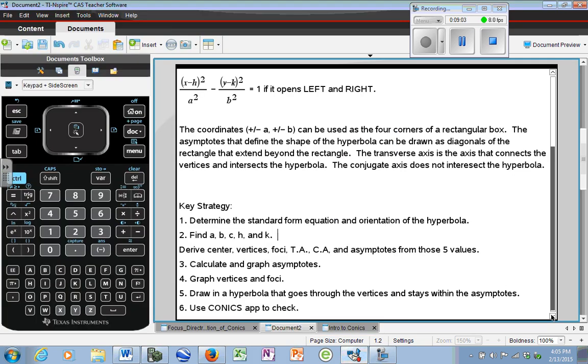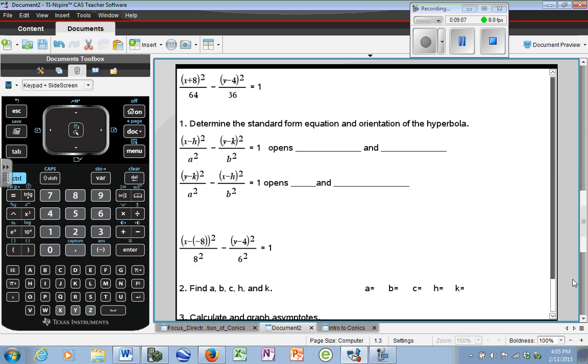That's what I think you should do. And you know, I'm your teacher and I've done this before, so let's see how this goes. Okay, let me give you an example. In addition to example 1, let's start off with this one. And we want to do what we said, strategy number 1, determine the standard form equation and orientation of the hyperbola. So look at it.